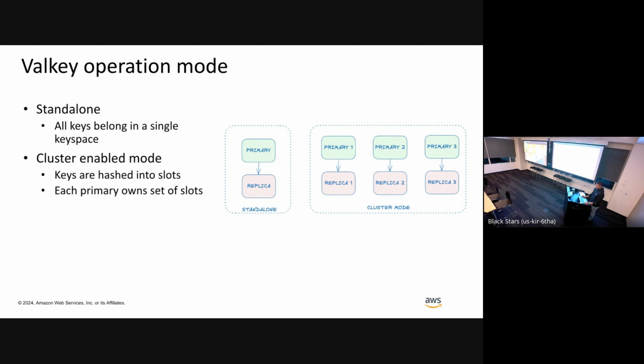And the other being is like there is a certain scale which you can reach with vertical scaling, and beyond that, it's not able to fit any more data. So there's a horizontal scaling approach where there are multiple primary nodes, each with its own set of replicas. Each primary would be owning a set of slots under which there will be multiple keys. So that's the design approach which valkey has taken to provide more scaling.